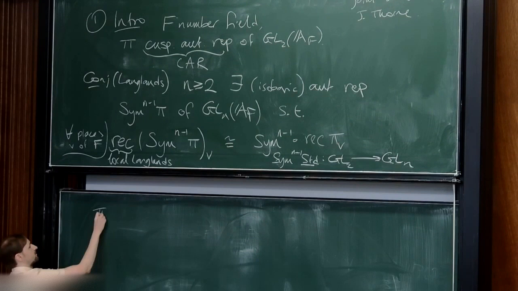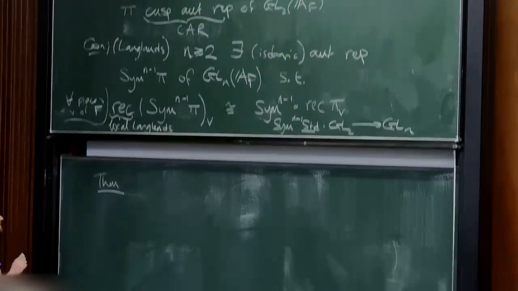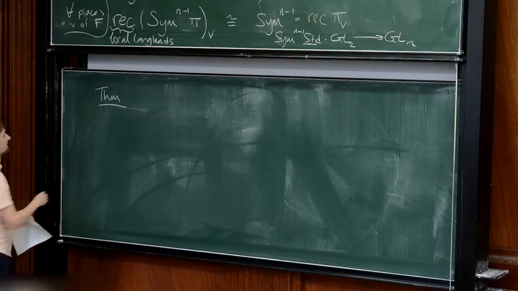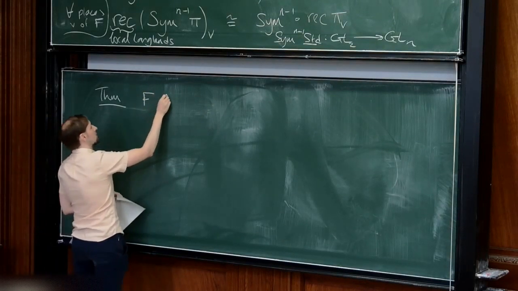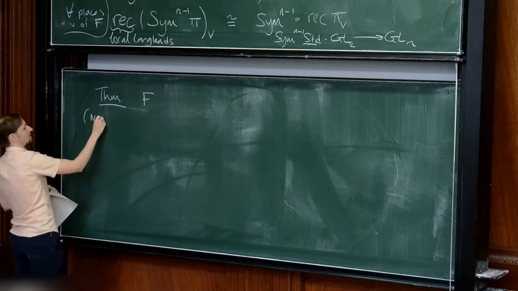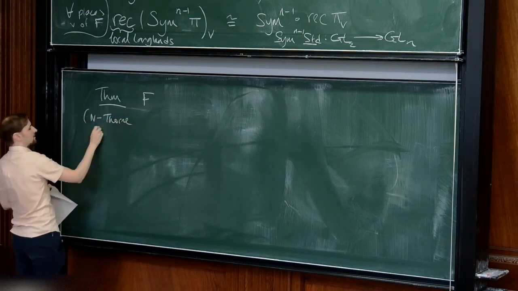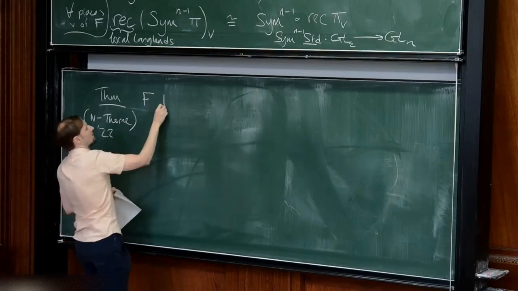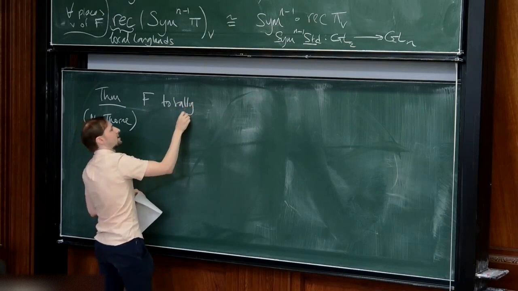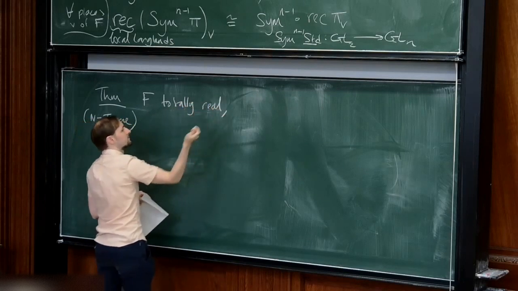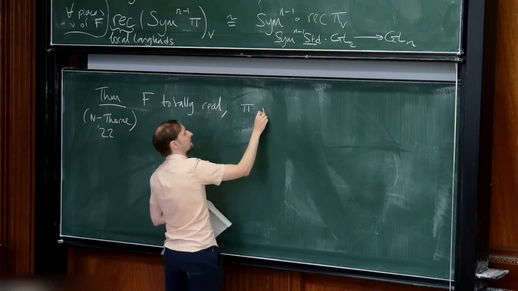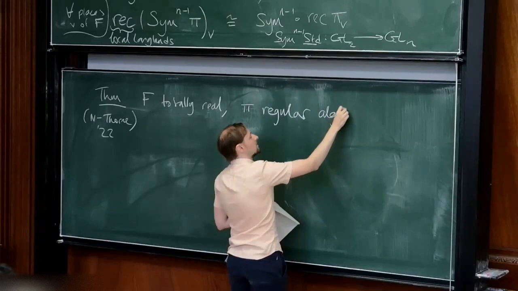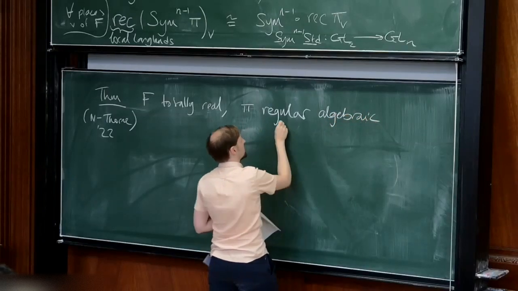All right, so let me state a theorem. For our theorem, we have to restrict the setting a bit, so we're in a world where we have Galois representations. Our paper went on the archive at the end of last year. Now I assume F is totally real, and that pi is regular algebraic. I'll say a word about that in a minute.